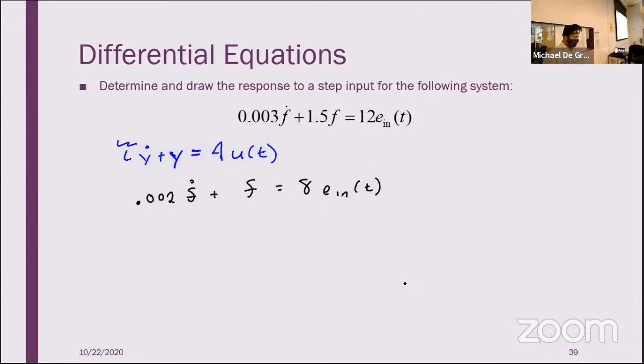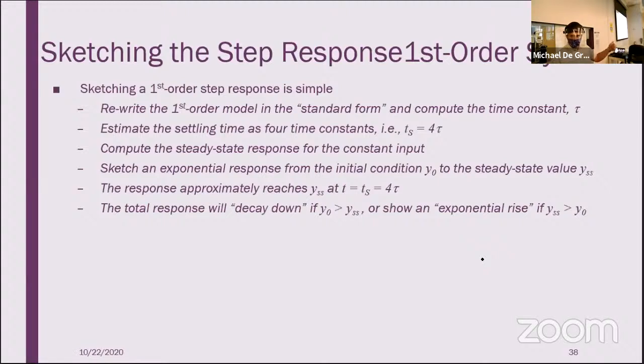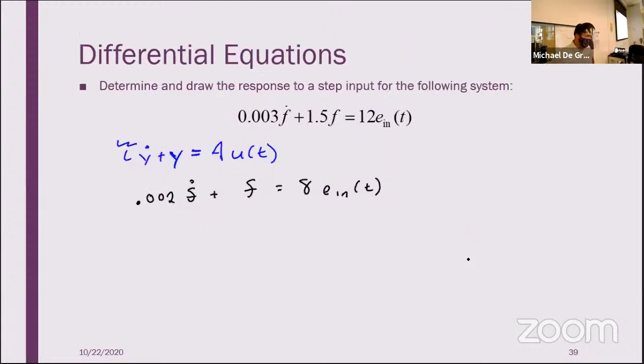Well, what were the things? Sorry, if we're going to follow this step by step, right? Rewrite the first order model in the standard form. Check. Estimate the settling time as 4 time constants. All right, that's part 2. Well, I'll be. You mean that if I write it in the standard form, it gives me usable information right away that I can automatically use to calculate the time constant and the settling time? Yes, 100%.